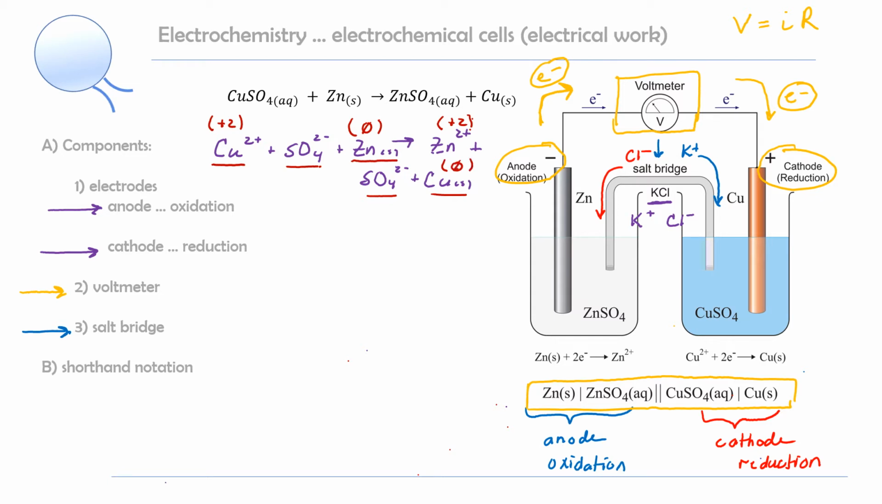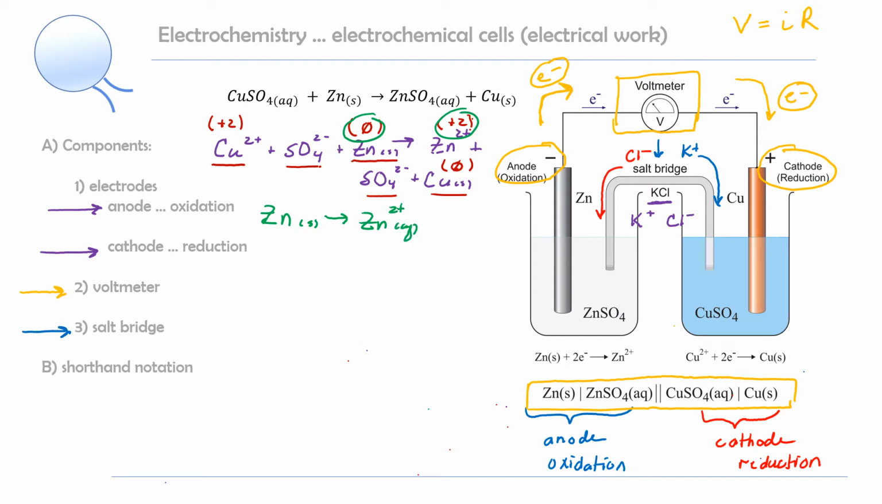So in looking at this reaction, we want to break it up into the two half reactions. So the substance that is increasing oxidation number is losing electrons. That's oxidation. So notice that the zinc is going from 0 to +2. That's an increase in oxidation number. So the half reaction happening at the anode is oxidation. So this is zinc metal yielding zinc ions in solution.